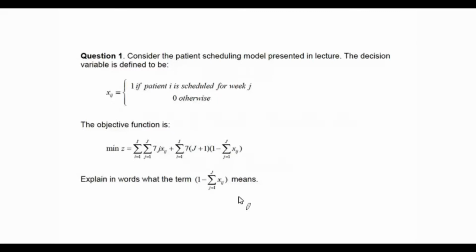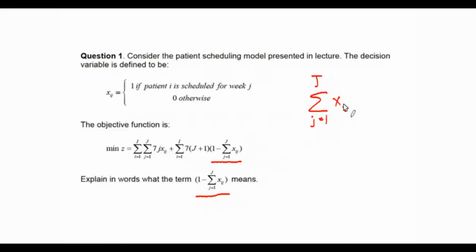You see the objective function for the model written down below, and this question wants you to focus on the interpretation of this term right here. It wants you to explain in words what 1 minus the sum of x sub ij from j equals 1 to capital J means. What does that mean? Well, let's begin by considering just the sum, j equals 1 to capital J of x sub ij.